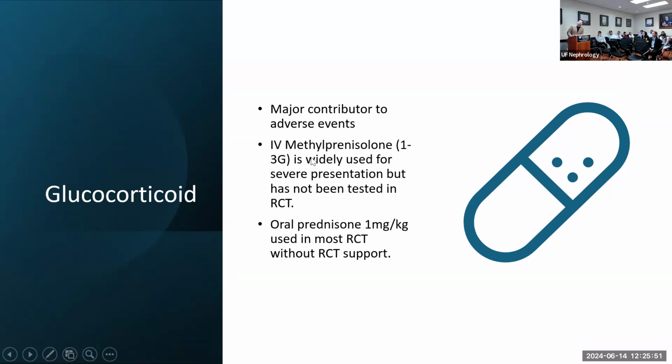Next one is glucocorticoid. It is a major contributor of adverse events. Since 1970, we've been using IV methylprednisolone of 1 to 3 grams a day, but that has not been tested in any randomized control trial. That is working, so we will keep doing that. And then oral prednisone 1 milligram per kg has been used in most of the randomized control trials without trial support. But since this is a major contributor of adverse events, we are trying to reduce it.